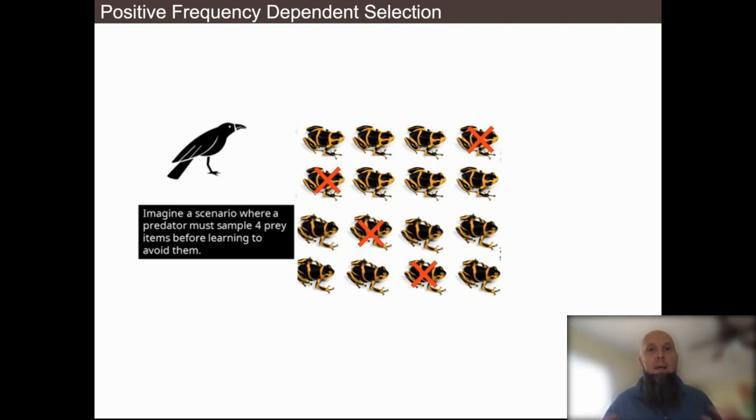So because of that high frequency of this phenotype in the population, the vast majority of individuals never even experience an attack by a bird. So the population enjoys this higher fitness.